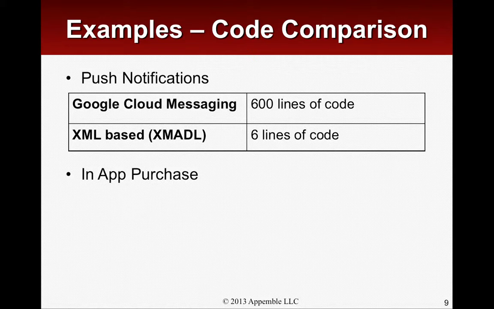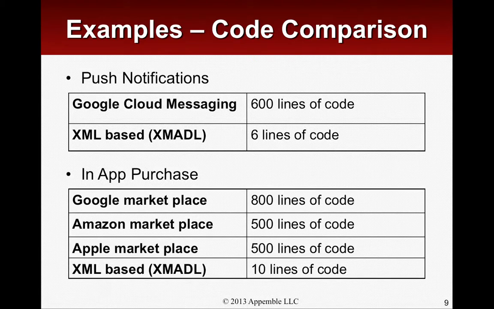Similarly, let us take another example of in-app purchasing. It is a very commonly used feature that generates revenue out of your app for all the hard work you did in creating it. To integrate this feature with Google, Apple, and Amazon, it takes about 1800 lines of code.